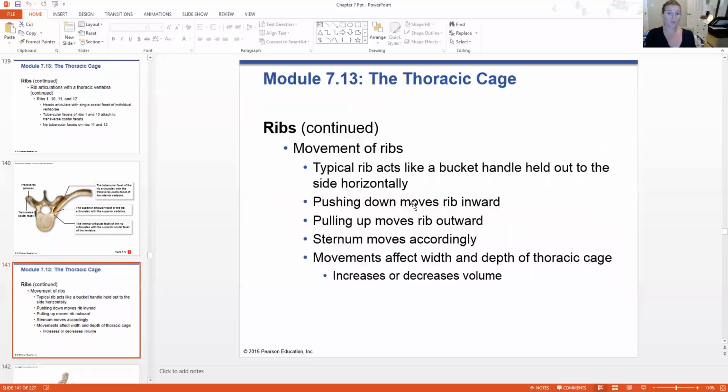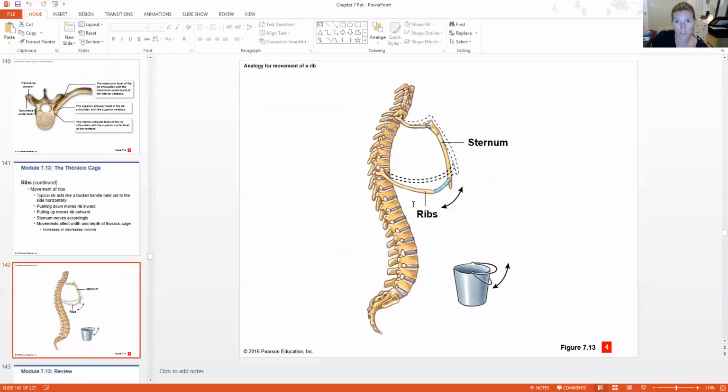The ribs can move. The rib acts like a bucket handle when it's held out horizontally, so it can move and flex a little bit. Pushing down will move the rib inward. Pushing up will move the rib outward. The sternum moves along with it, so there's slight movement in those articulations. Movements will affect the width and depth of the thoracic cage, which can increase or decrease in volume, which assists with breathing. So there you see a little bit of rib movement.